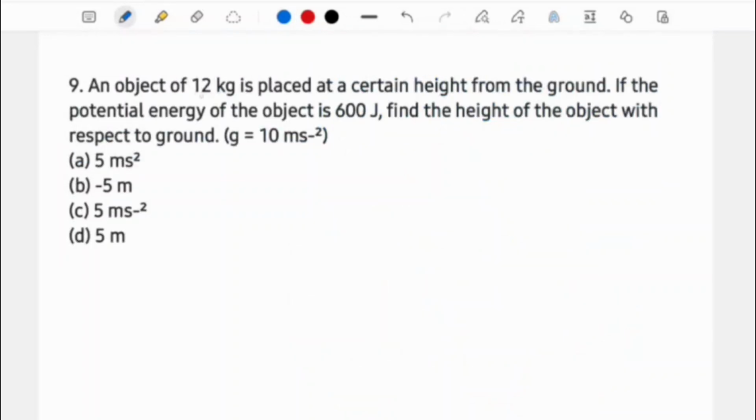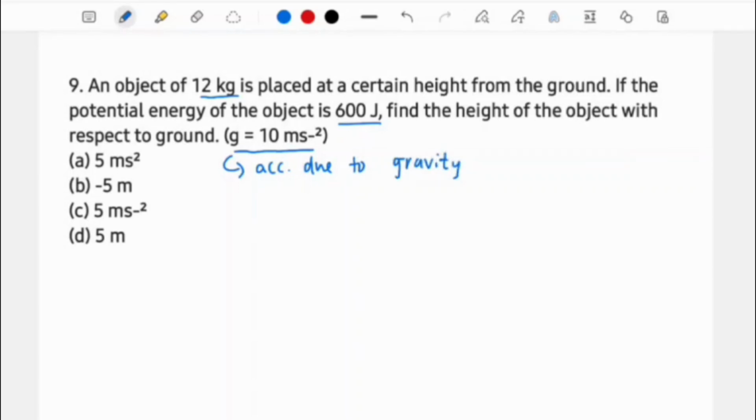The question is: an object of 12 kgs is placed at a certain height from the ground. If the potential energy of the object is 600 joules, find the height of the object with respect to the ground. Given g, where g stands for acceleration due to gravity.